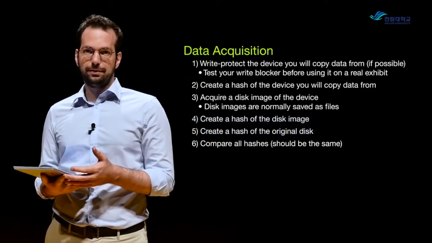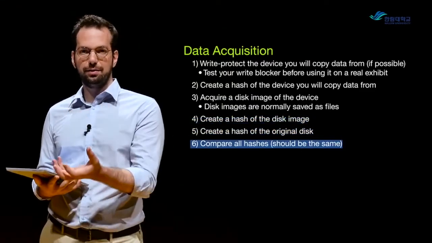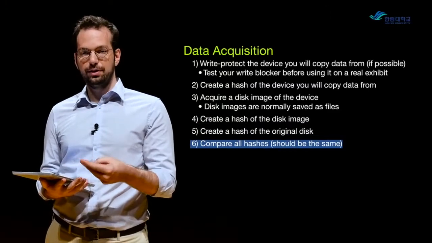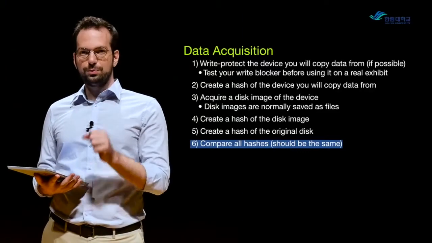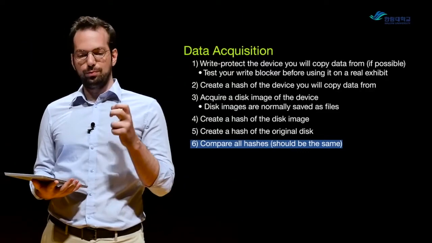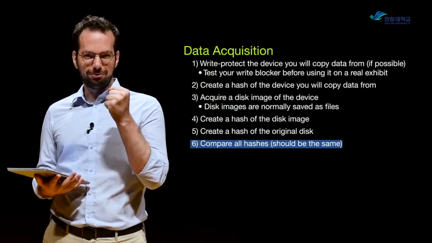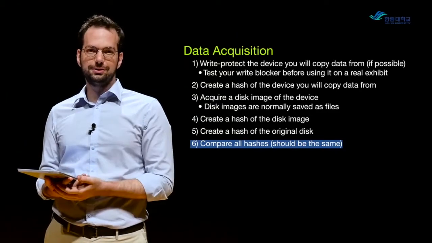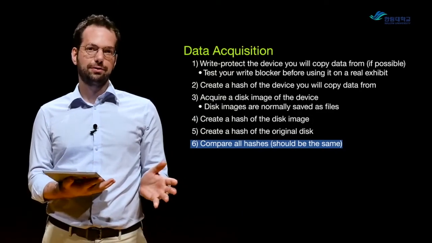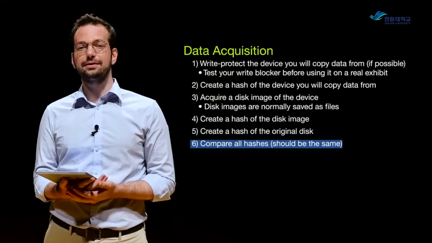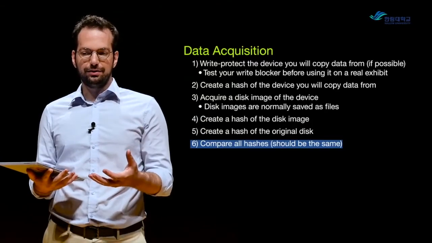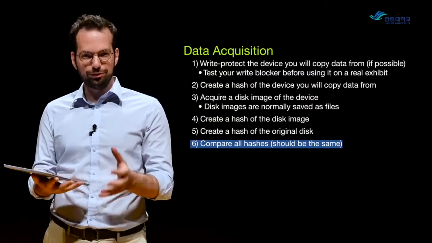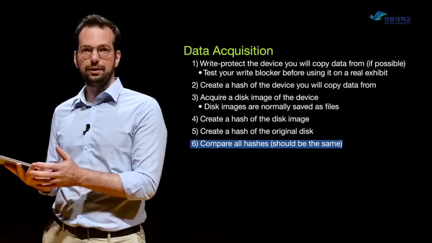Once we've done that, then we have usually a disk image, and we also have three hashes. Those hash values should be all the same. Once we have that, then we know that we have a copy of the original data that has not been modified from when the suspect had access to that data. So we have this clean data that we can prove to court that we have not modified in any way.